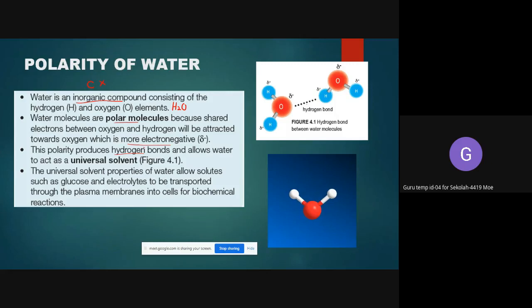Why does water act as a universal solvent? It is because water allows solutes such as glucose and electrolytes to be transported through the plasma membrane into cells for biochemical reactions.